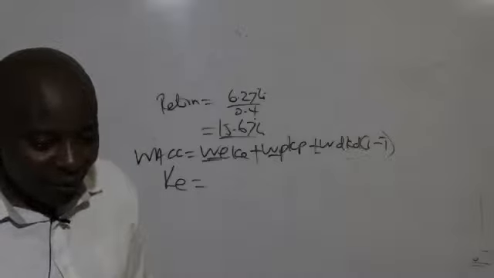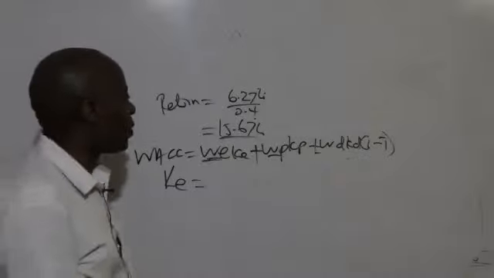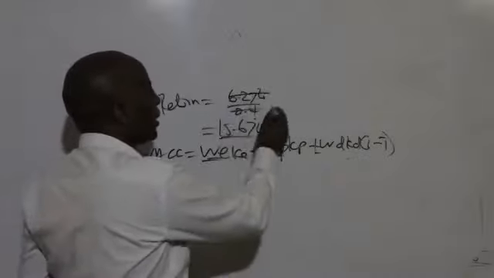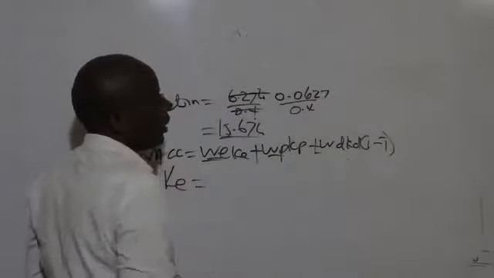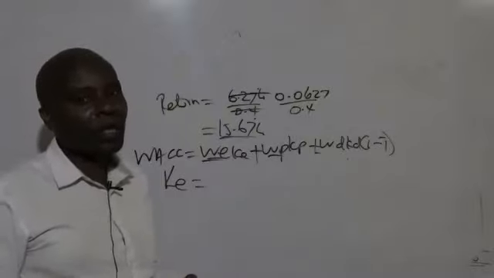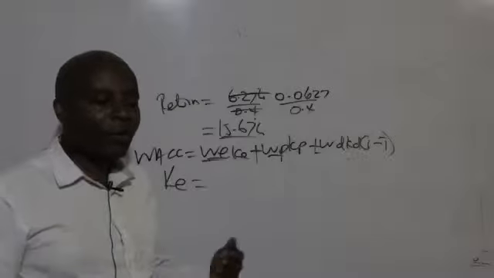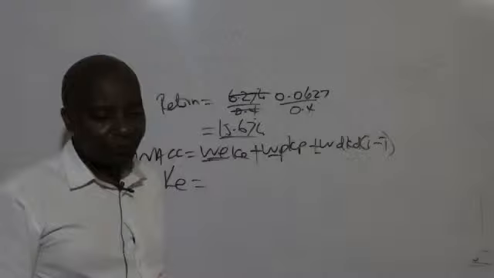Why are we not using it in this question? No problem. You just use 0.0627 and divide by 0.4. At the end of the day, whatever you get, to convert it to a percentage, multiply by 100. You will still end up getting the same answer.